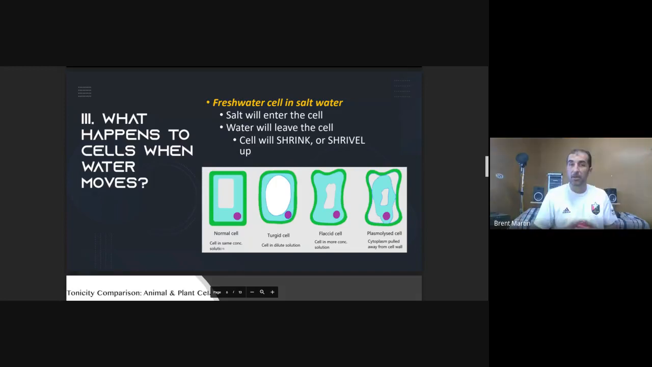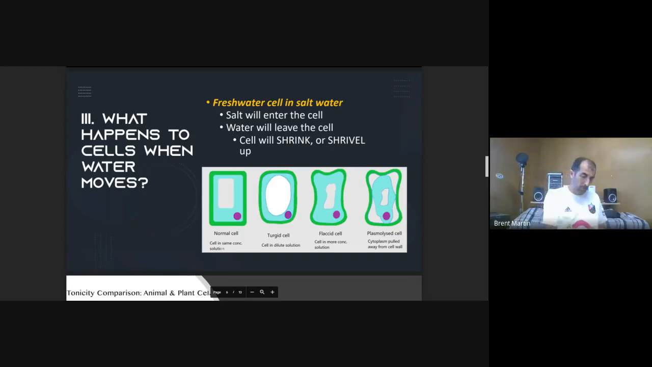That's the easiest way to learn this stuff. So if you put a freshwater cell, and I want you to imagine that being the water balloon, into a bucket of salt water, now this cell, this water balloon would be fresh water. It would have no salt in it. But that bucket from the ocean would have plenty of salt in it.